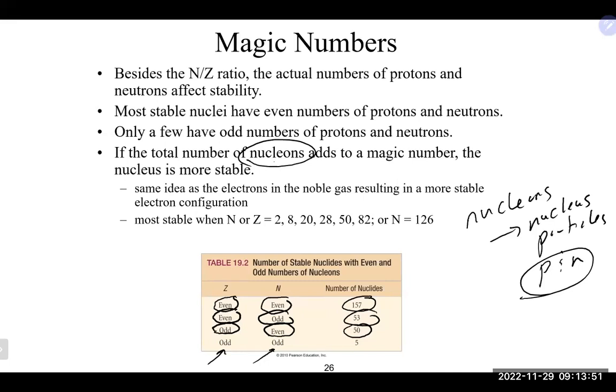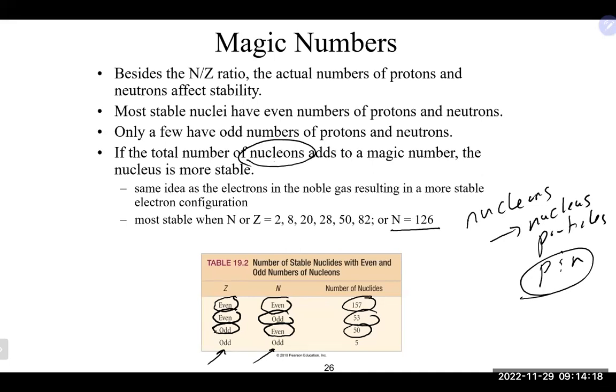So it's the same idea as when people reach noble gas configuration. That's a really stable configuration. So a lot of times, most stable when either a neutron or a proton has 2, 8, 20, 28, 50, 82, and your Powerball is 126. Just play those numbers later.